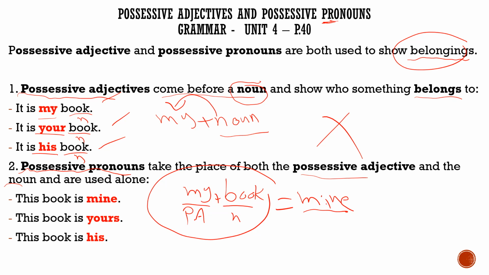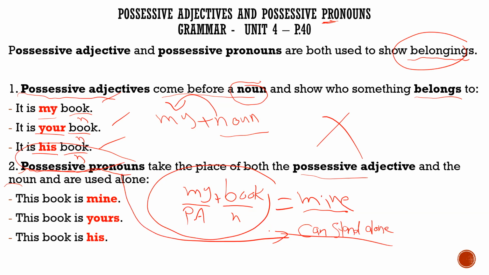So a possessive pronoun, it can stand alone, okay? It's a pro, it's strong, it can work alone, it can stand alone, it doesn't need a noun, okay? Take the noun away, take the possessive adjective away, only possessive pronoun alone, okay?